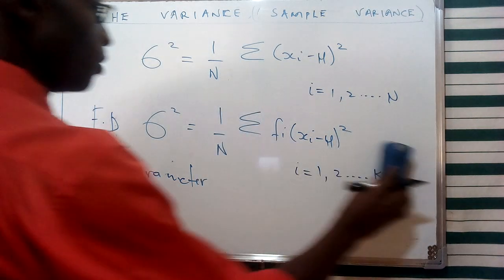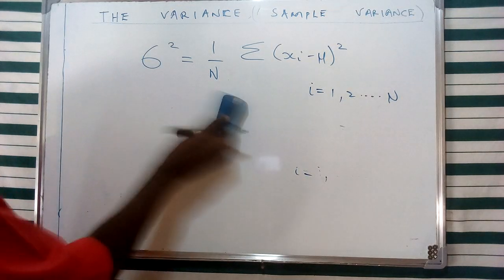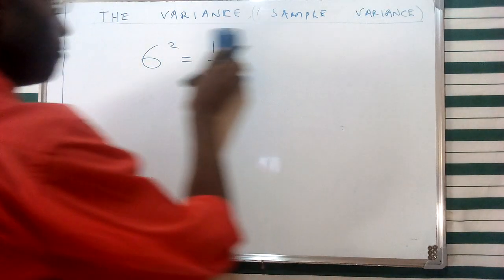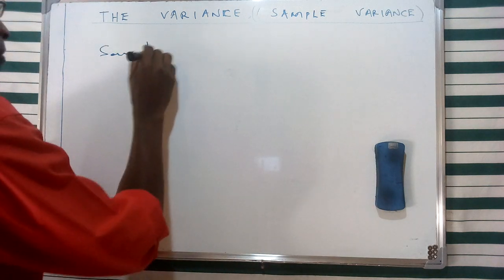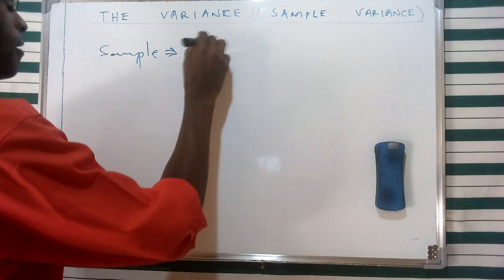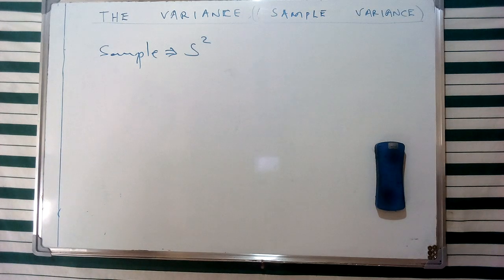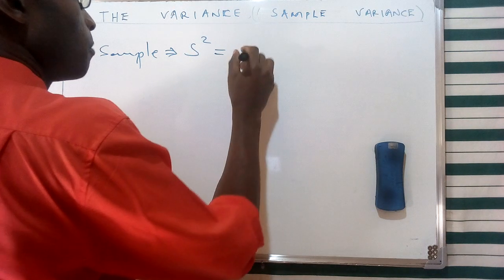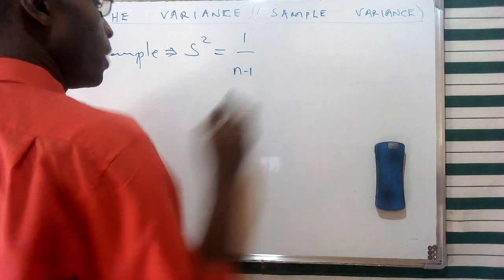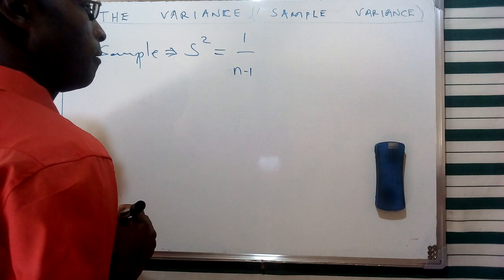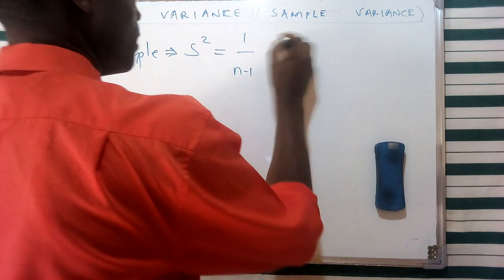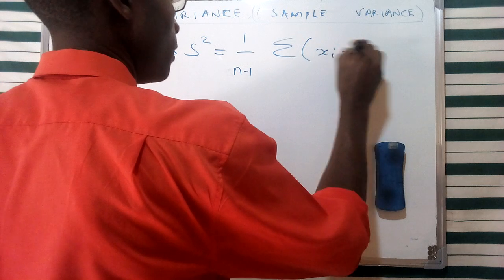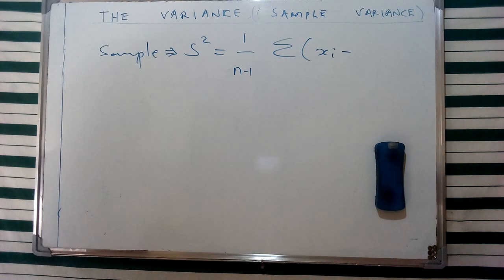So therefore, I'm going to have to do an adjustment for this specific formula for population variance in order to derive this particular concept of the sample variance. Now, the sample variance is represented using this specific symbol. So for me to obtain the sample variance, I'm going to subtract 1 from the total number of values of our population, and therefore I'm going to have the summation of the deviations of that specific set of data from the mean.